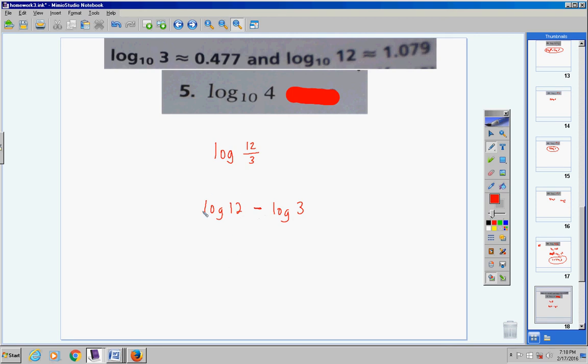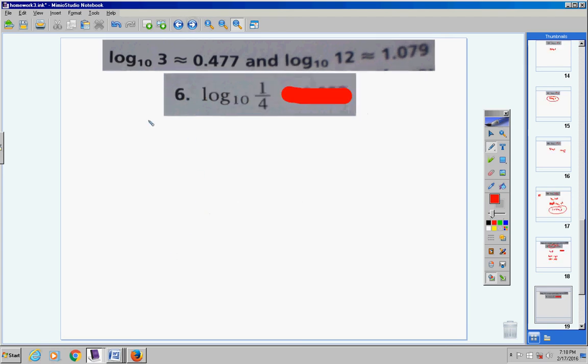Now, see this logarithm of 12, what does that equal? Well, I have no idea, Mr. Earhart. Yeah, you do. Look up here. Logarithm of 12 equals 1.079. Minus, what's the logarithm of 3 equal? 0.477. Subtract those two numbers with a calculator and you will get that right there. And by the way, if you want to check the work, type this into your calculator and you will get the exact same decimal.